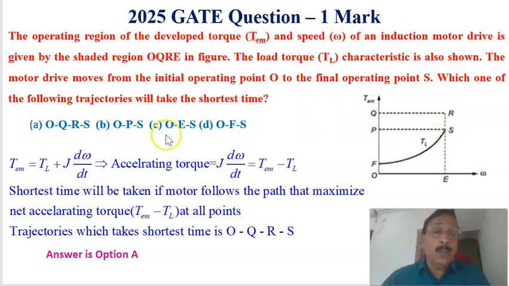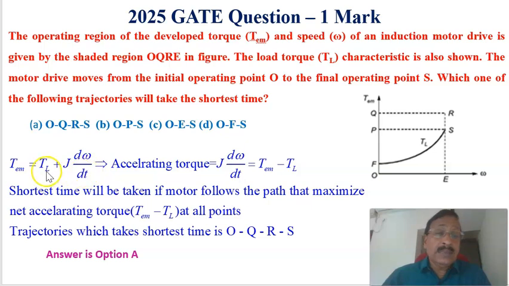Second option is OPS. Third option is OES. And the fourth option is OFS. So these are the four options. Let us see this one.